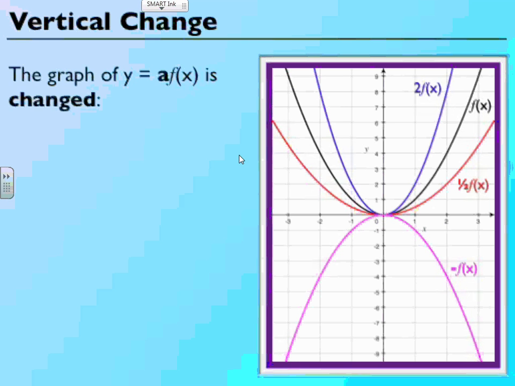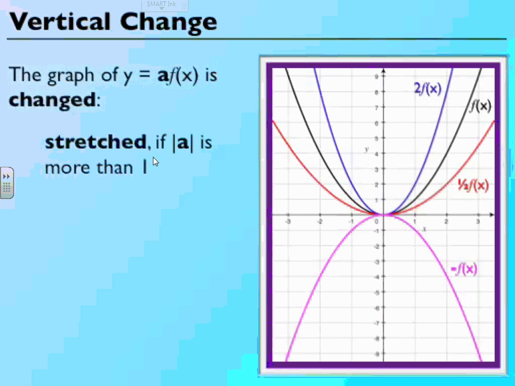Let's talk through it. So the graph of y equals a times f of x, it's changed in what different ways? Well, if the absolute value of a is more than 1, it's stretched vertically. That's a change. You need to add that in here. Not just stretched, stretched vertically. Stretched vertically if absolute value of a is more than 1. That's the 2 times f of x.